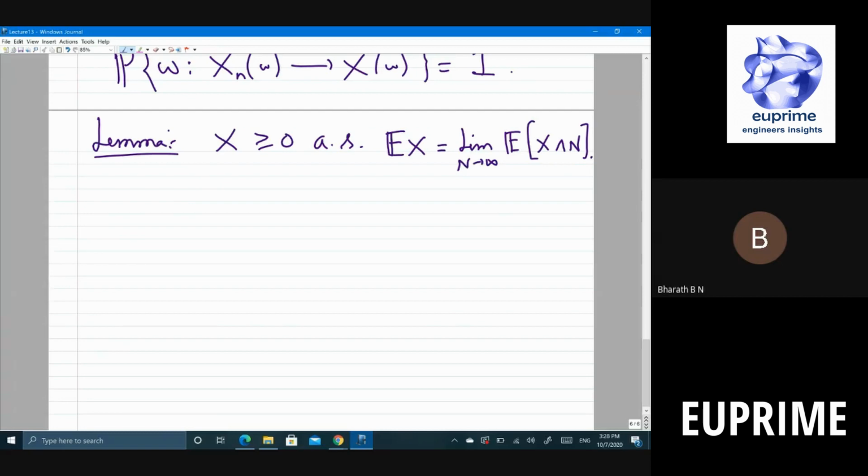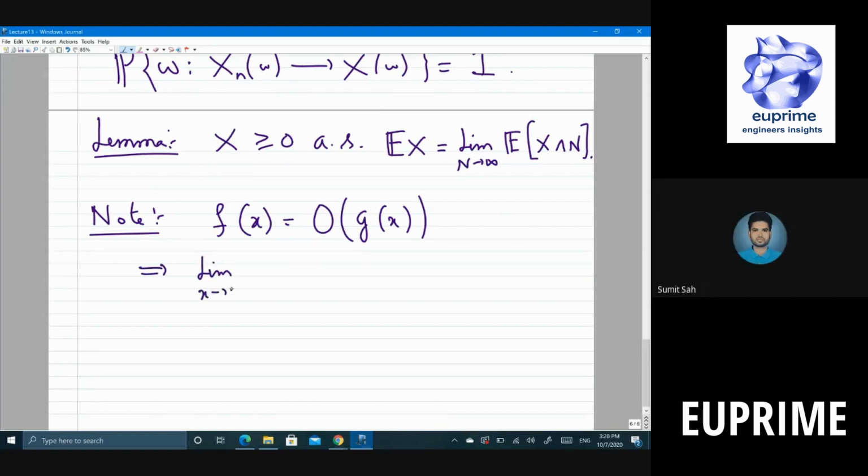So let's look at a proof of this. There are several different ways of proving it, but I try to simplify, and let's see if that proof works. Before this, I'll make some notes. First of all, we say that f of x is order of g of x. You know what this means? It essentially means that if you take the limit as x tends to infinity of f of x over g of x, it's a constant.